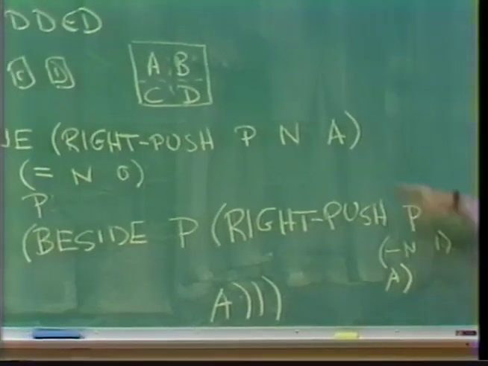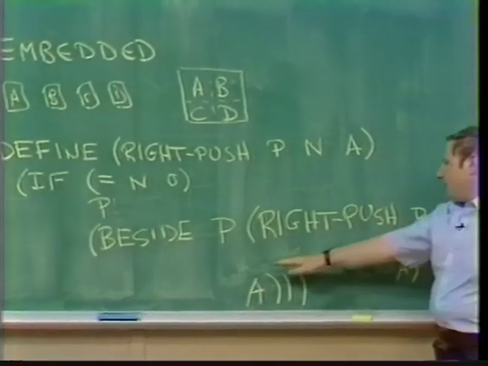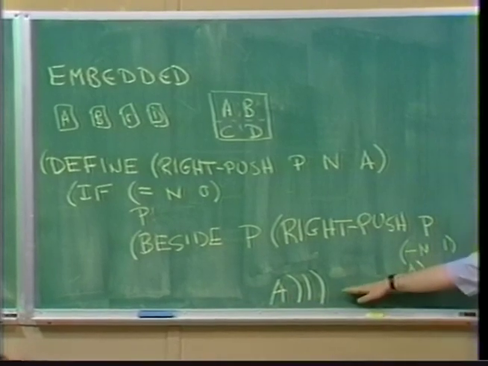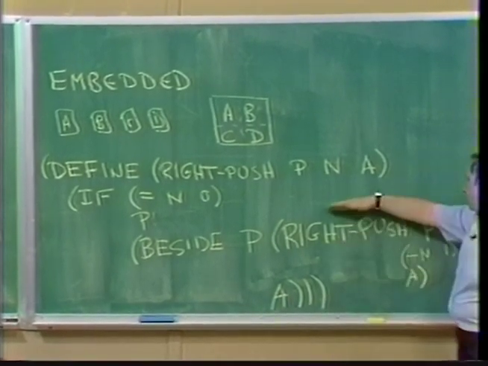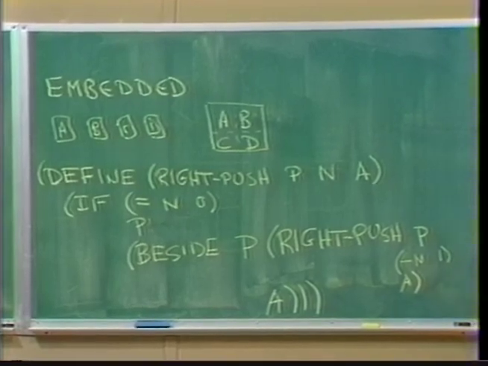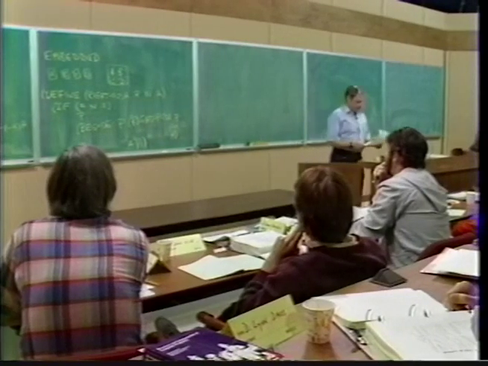Okay, so if n is 0, it's p. Otherwise, I put p with the scale factor of a, recursively beside the result of right pushing p n minus 1 times with the scale factor of a. There's a recursive means of combination.